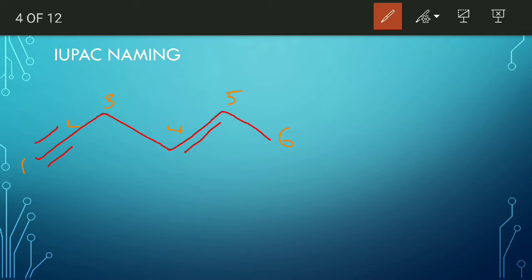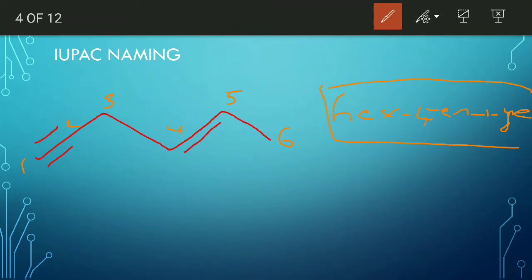Now tell me the 1 degree prefix. There is no 1 degree prefix. 2 degree prefix? There is no 2 degree prefix. What is the word root? Hex is the word root. And now we have "yne" and "ene". So through alphabetical order, tell me, E comes first or Y comes first? E. So 4-yne and 1-ene. So this is the IUPAC name of this compound.